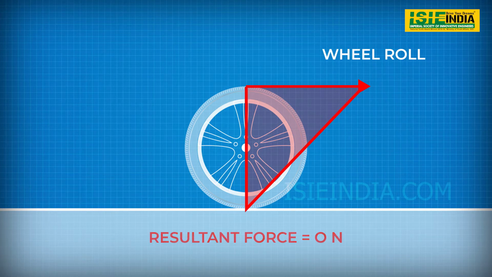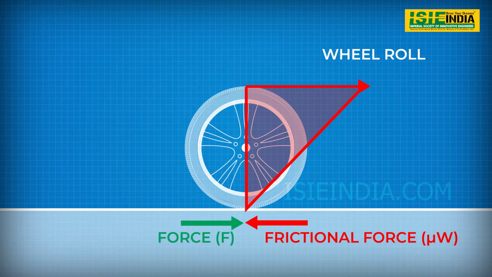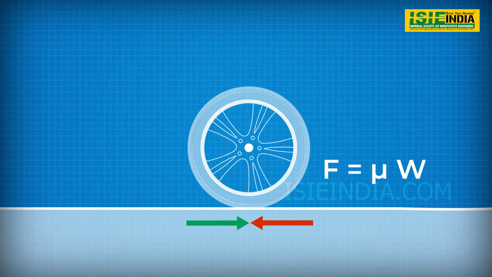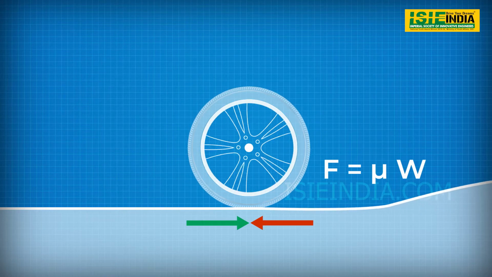Now as we know, the forces acting on the contact point are the force F in favor of the motion and frictional force in opposition to motion. The resultant force being 0 means that the force F and friction force are both equal in magnitude, thus giving us the second criterion for roll, which is F equal to mu W, where W is the normal load acting on the wheel.